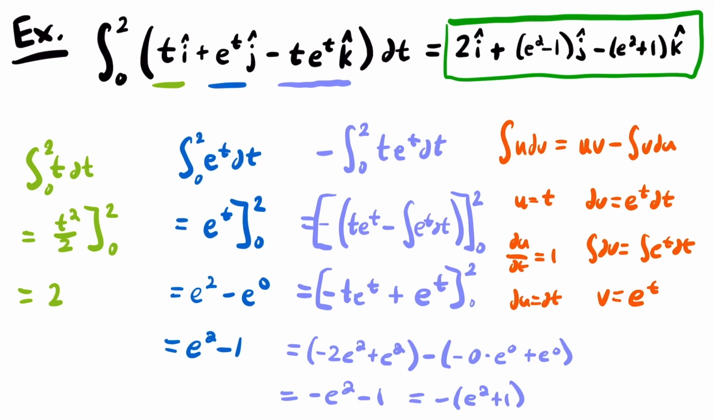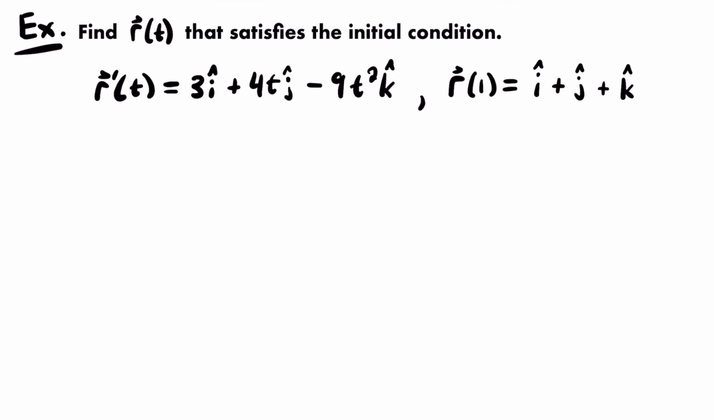Okay, now before we close out this lesson, there is one more thing that I want to talk about, and that is initial value problems. Just like we did in Calculus 1, we can find particular solutions to indefinite integrals given an initial value. In other words, we can solve for that vector constant of integration c if we are given some information about our desired result, right? So for example, here we want to find the vector function r of t that satisfies the initial condition. And we are given the derivative of that vector function, so integrating it will take us back to the original vector function.